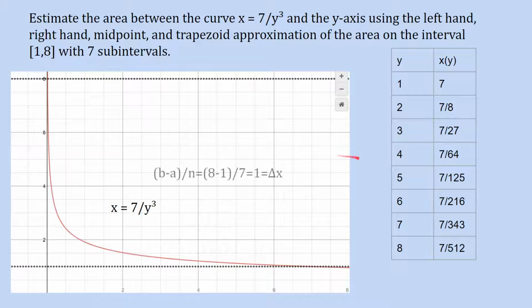And so first we'll find delta x using the formula b minus a over n, where b and a are the endpoints 8 and 1, and n is the number of subintervals, which we have 7. So doing this, we get delta x is equal to 1, which is pretty convenient because 1 is going to be the width of our rectangles.